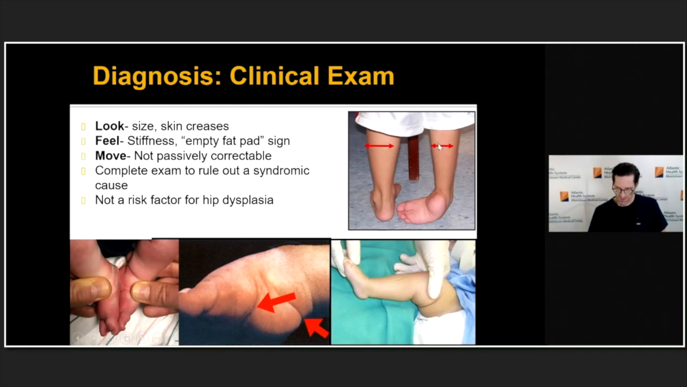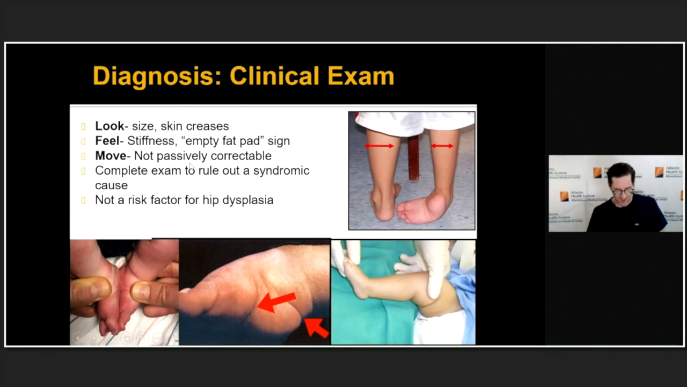The calf is always going to be a bit smaller in width as well. And the child is going to have skin creases on the medial side of the foot as well as in the back of the hind foot, as you can see here. The foot is going to feel stiff. It's not going to move that well, particularly in dorsiflexion. In a true clubfoot, you're not going to be able to dorsiflex the foot up to or beyond neutral.